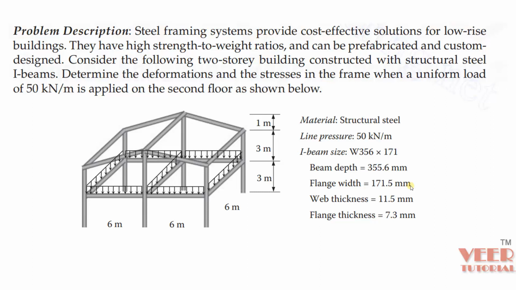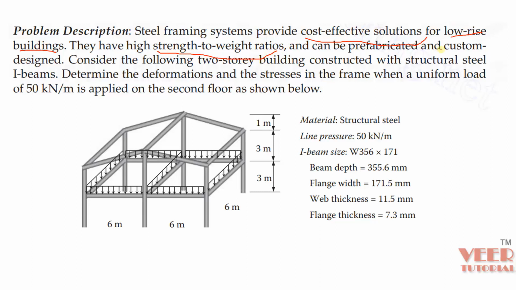Hello friends, in this lecture we will continue with 1D analysis and we are going to solve the next type of problem, that is about steel frames. Generally steel frames are found in buildings. When we create a very big building, you can see steel frames are there. Steel frames provide a cost-effective solution in case of buildings. They have a high strength to weight ratio.